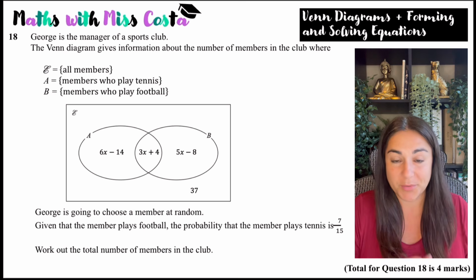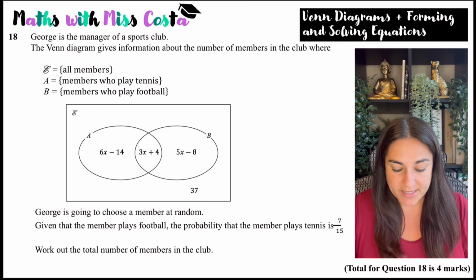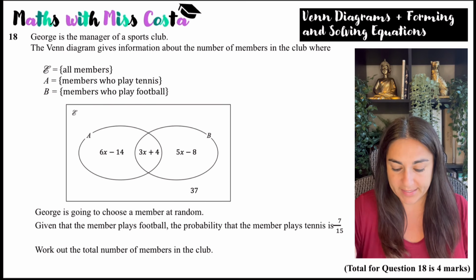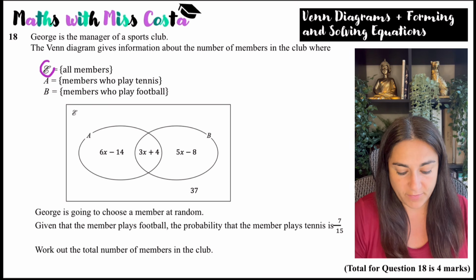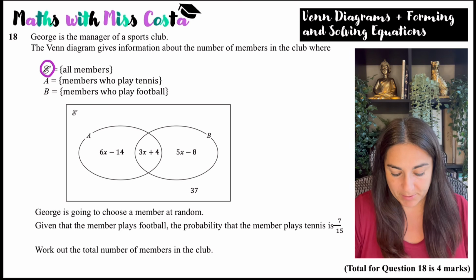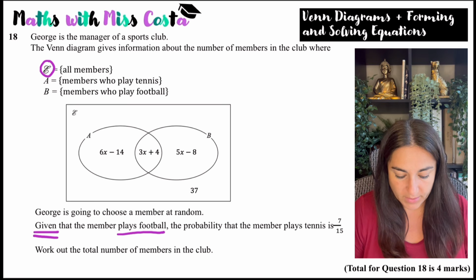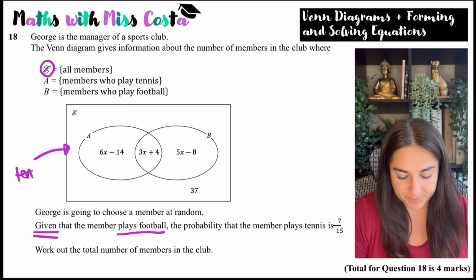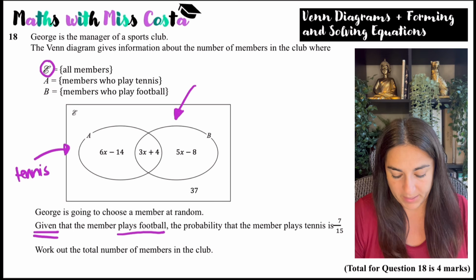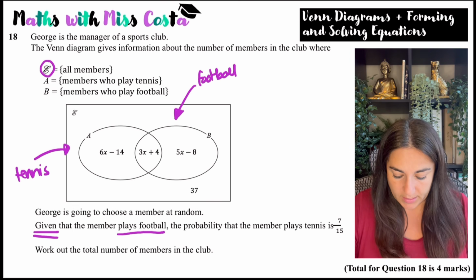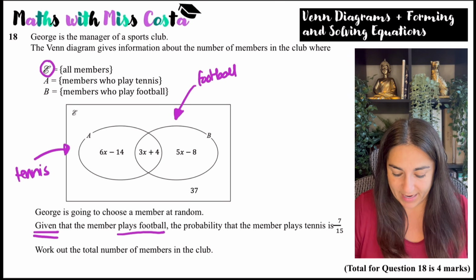Okay, so in this question, I'm told that George is the manager of a sports club. The Venn diagram gives information about the number of members in the club, where the universal set is all members, A is members who play tennis, and B is members who play football. George is going to choose a member at random, and I'm told that given, which is a very important word in probability, that the member plays football. So A is people that play tennis, and B is the people that play football. So given that the member plays football, the probability that they play tennis is 7 out of 15.